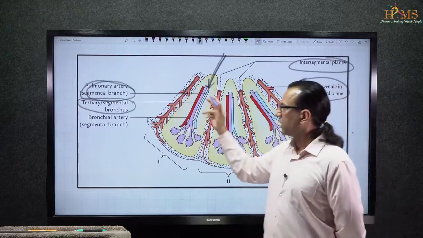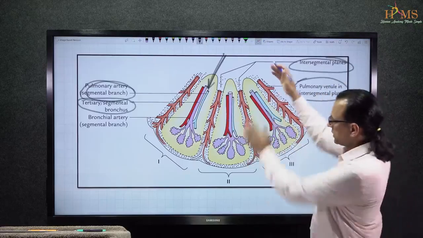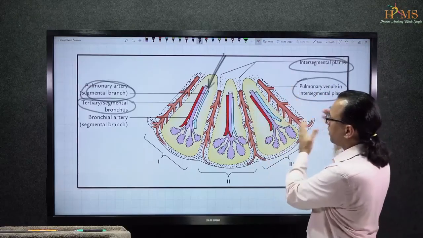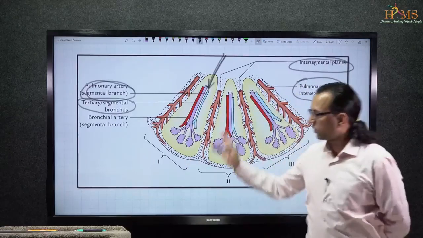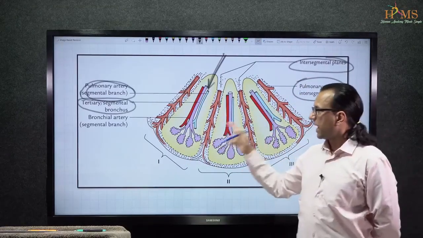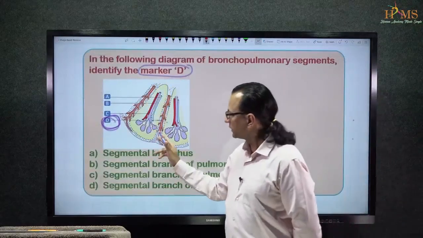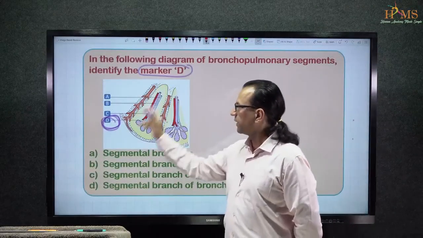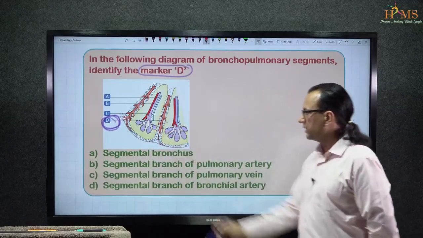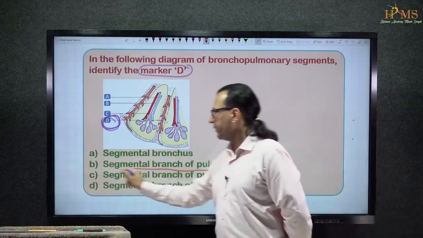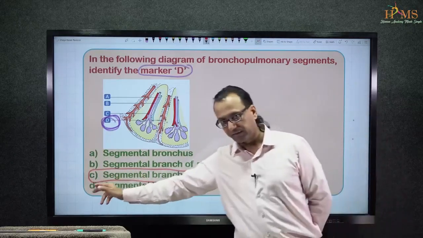As such, the pulmonary veins are intersegmental in nature, and they can be used for surgical resection, segmental resection of a part of the lung, BPS segmentectomy. Following these surgical planes, you can minimize bleeding and minimize tissue damage as well. So as such, marker D, you can see it is the intersegmental structure, which is red color, and it's a vein. It is a pulmonary vein. So segmental branch of the pulmonary vein should be our answer. Choice number C is our answer.